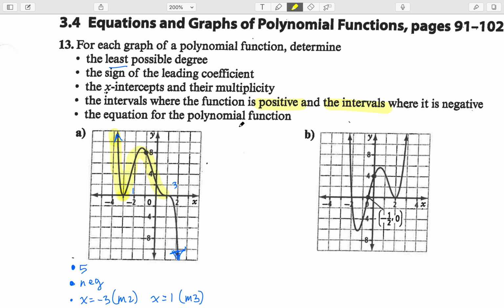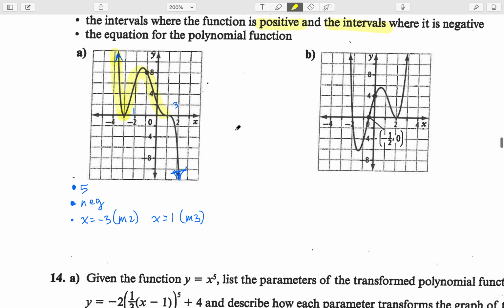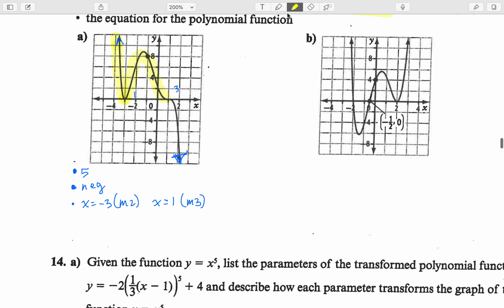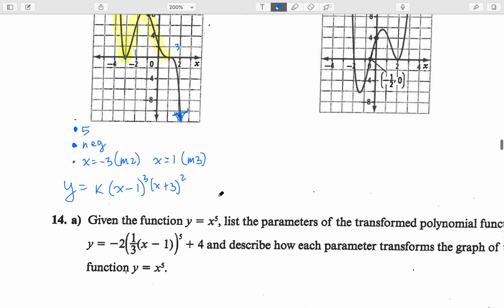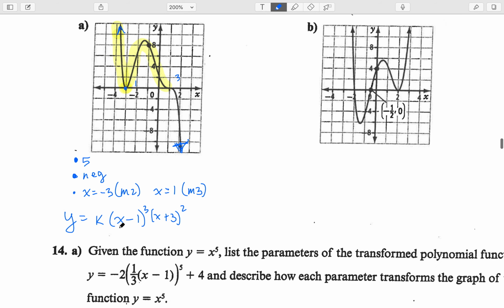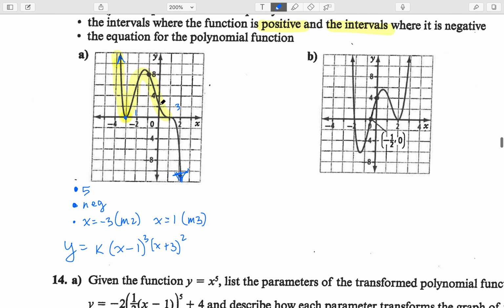The equation of the polynomial function. Ooh, how do I do the equation of this thing? Well, I know I've got a triple root at 1, so this is going to be x minus 1 cubed. And I know I've got a double root here, x plus 3 squared. I just don't know this. I do know it's got to be negative. If I knew an actual x and y point, I could plug it in. So the roots are not good, but this one right here, that's the point I'm going to use.